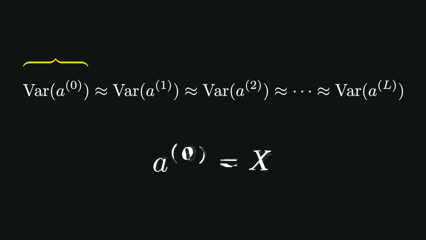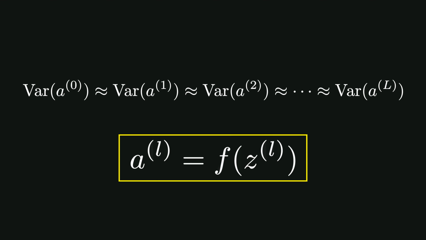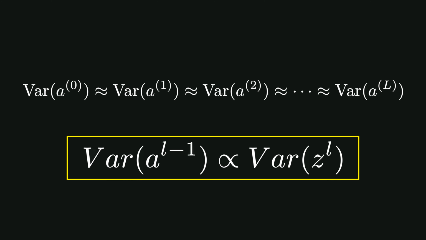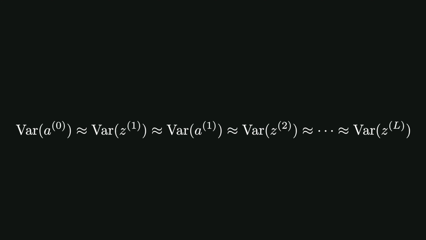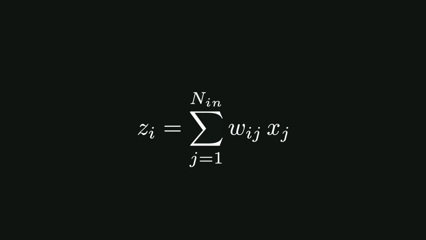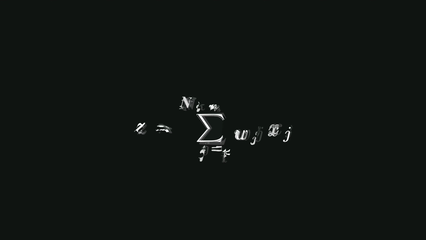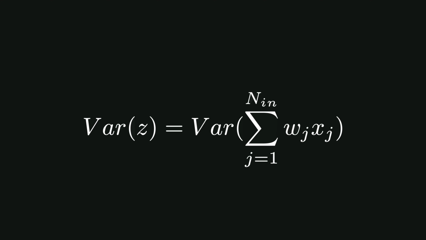Remember, the activations in any layer is a function of the weighted sum Z from the previous layer. The variance of the previous layer's activations therefore directly affects the variance of the next layer's weighted sum. Now, let's look at the value of z. For simplicity, let's remove the I index and keep only j in the formula. If we find the variance of this value, it will look like the whole summation inside the variance.